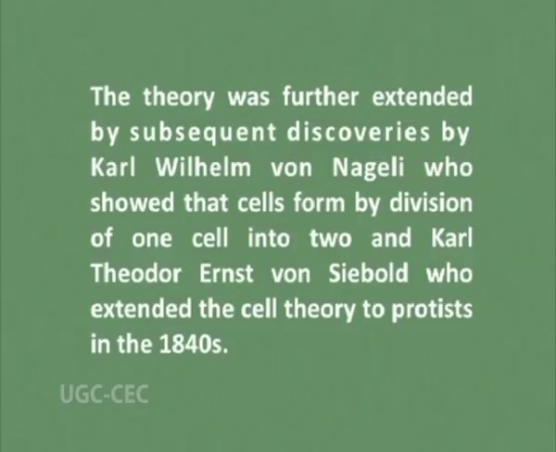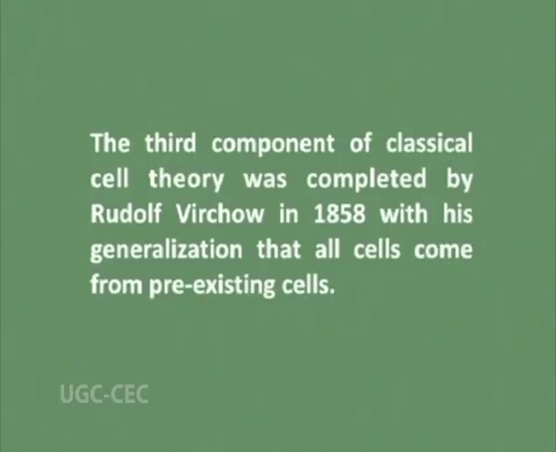The theory was further extended by subsequent discoveries by Carl Wilhelm von Nageli, who showed that cells form by division of one cell into two, and Carl Theodor Ernst von Siebold, who extended the cell theory to protists in the 1840s. The third component of classical cell theory was completed by Rudolf Virchow in 1858 with his generalization that all cells come from pre-existing cells. Thus, Virchow along with Schleiden and Schwann are often credited together for the formulation of the classical cell theory.